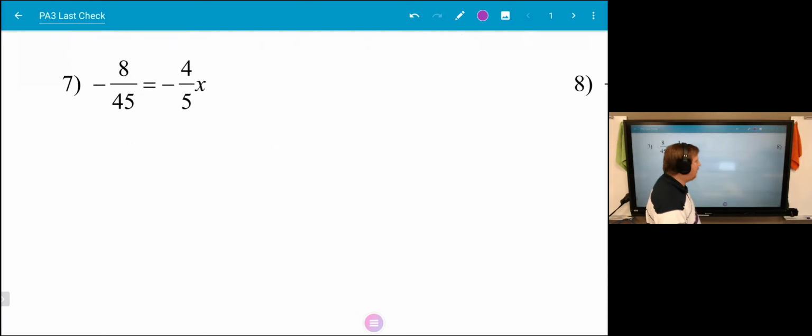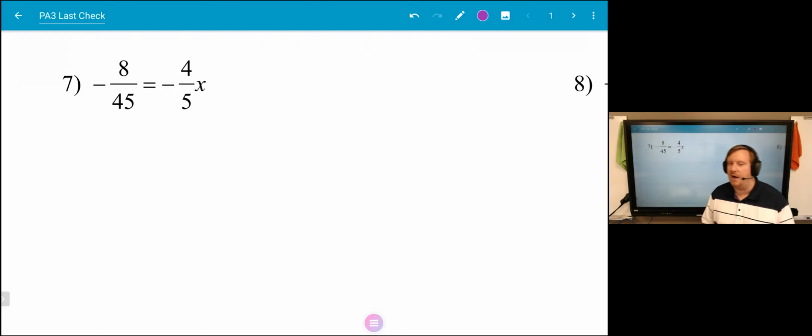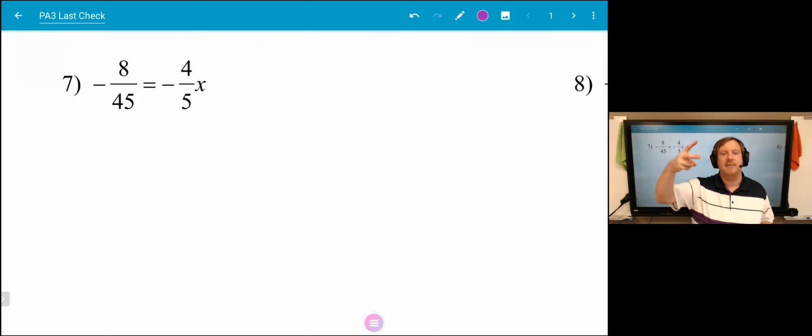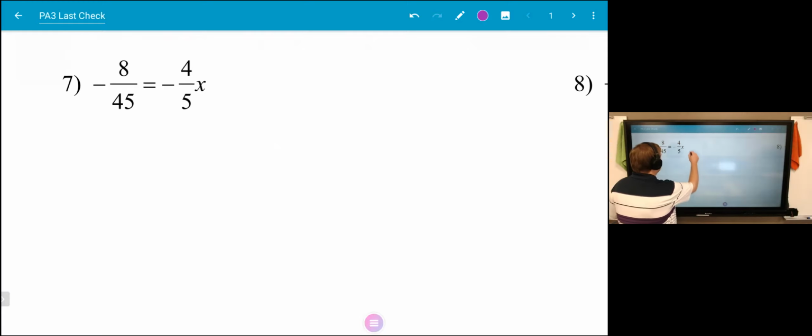Number 7, here we go. I have negative 8 divided by 45 equals negative 4/5 x. Well, we know that the inverse operation of multiplication is division. We know that this is negative 4/5 times x. How are we going to do this? We divide by negative 4/5. But how do you divide by fractions? Well, if you've been watching the videos or paying attention, when you divide by a fraction, you invert and multiply. We call this the multiplicative inverse. Big, long math words, it says flip and multiply. Multiply both sides, and if this is negative, you have to multiply by a negative 5/4.